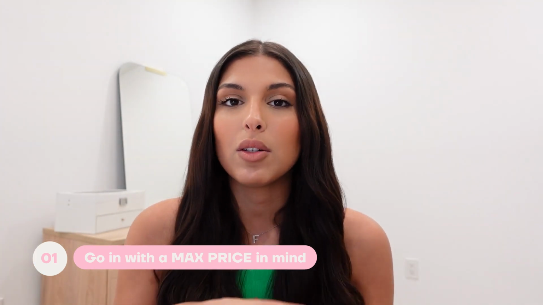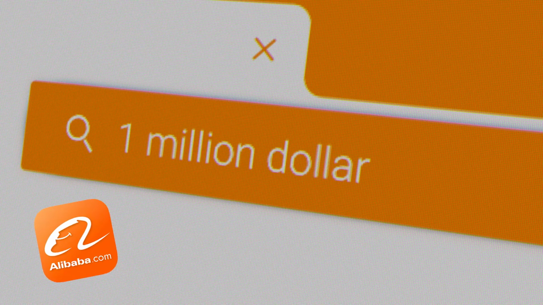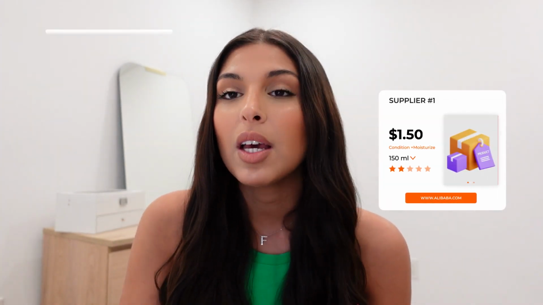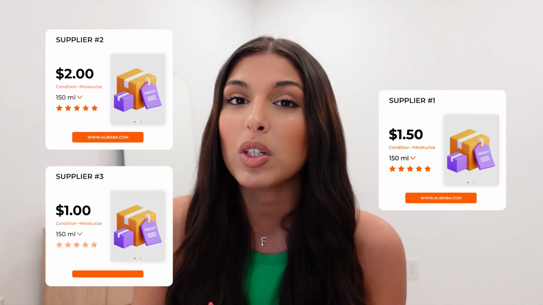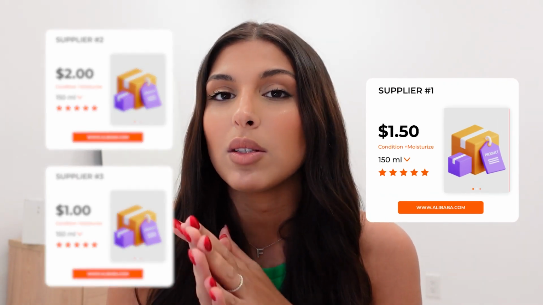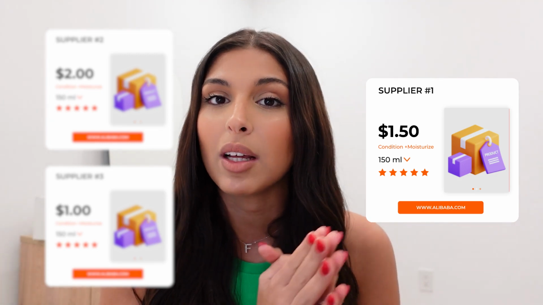You need to do your profit calculations before you actually start speaking to your suppliers. Once you search for your product on Alibaba, you're going to be able to see a ballpark of the average number that suppliers are charging for this product. You might see that one product is being sold for $1.50, the other for $2, and maybe one for $1. So you can see that the median price here is around $1.50. You should keep this in mind when you're doing your profit calculations.